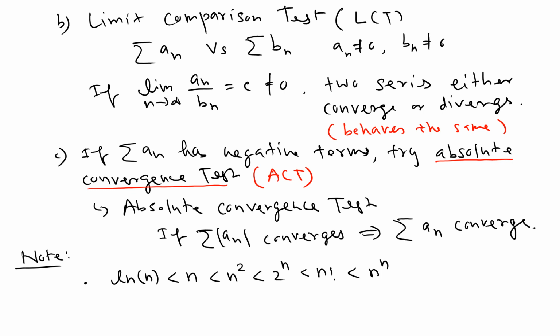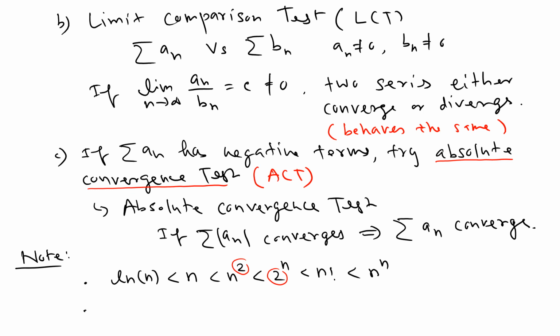So ln n is the smallest, and then n squared, 2 to the n, n factorial, and n to the n. This also works with any other numbers, like even if you replace this 2 by 3, it works. Okay, so it works for any other numbers as well. I just picked 2 as an example.